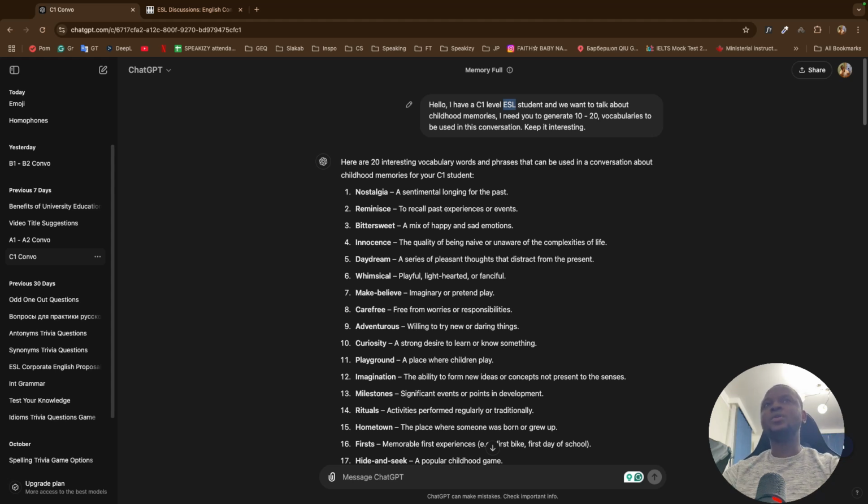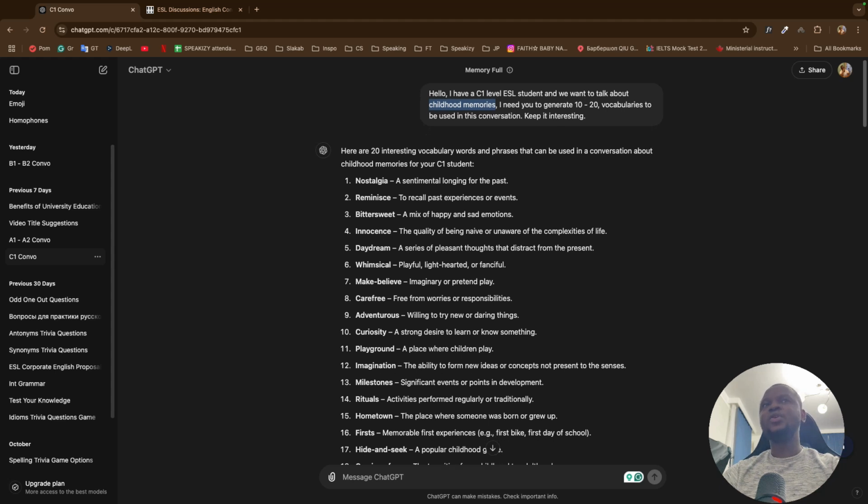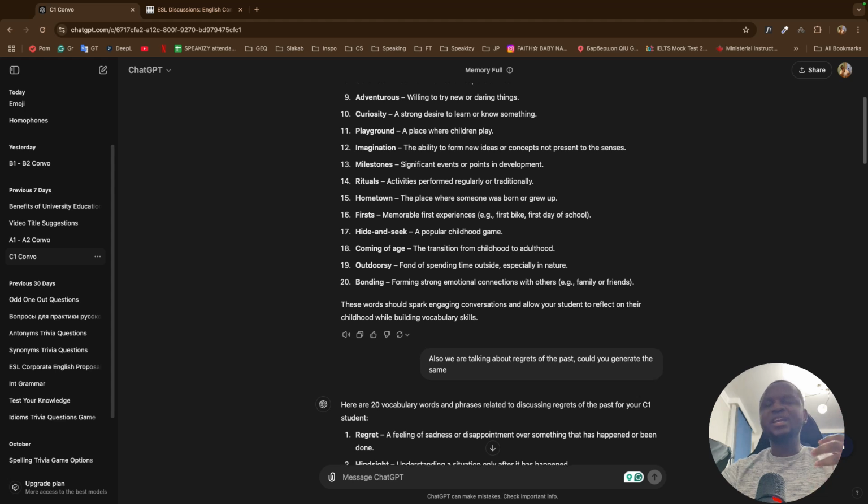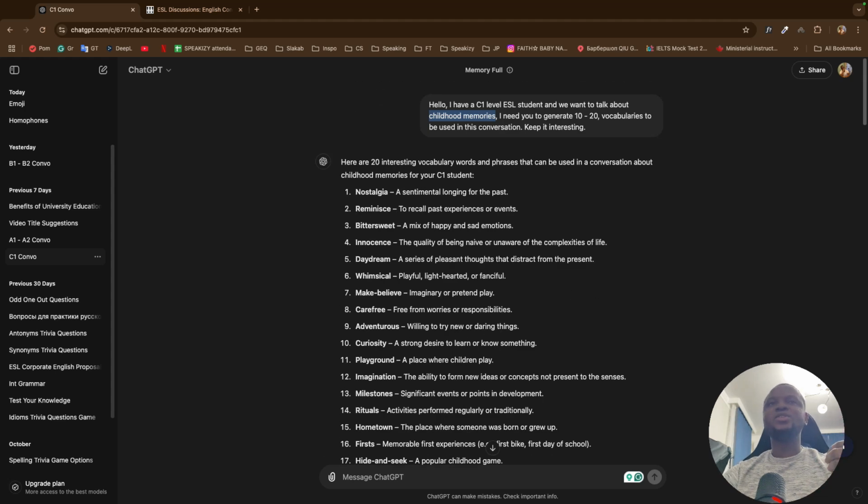And now you can also write the topic you want to be specific about. We want to talk about this topic, childhood memories. I need you to generate 10 to 20 vocabularies or new words to be used in this conversation. Keep it interesting. Now, what ChatGPT does is that it generates these words with their definitions and puts them out there. It depends on how you want to do that. It depends on the style.